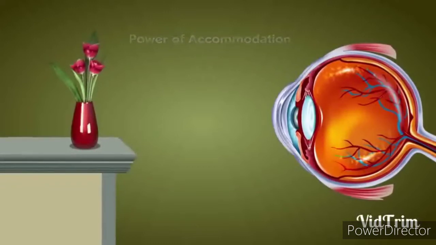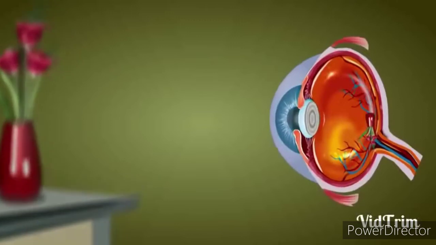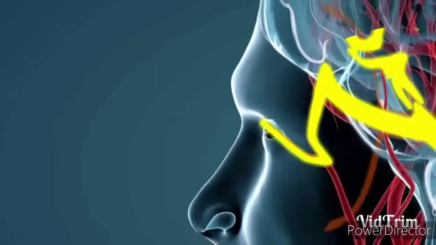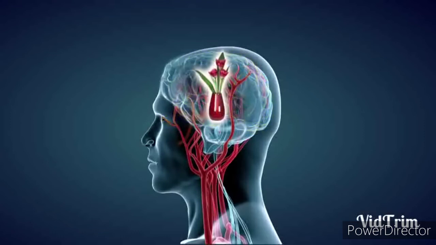As we know, the image of the object formed on the retina is inverted in nature, and the electrical signals from this image are sent to the mind with the help of optic nerves, and our mind then rectifies the image.